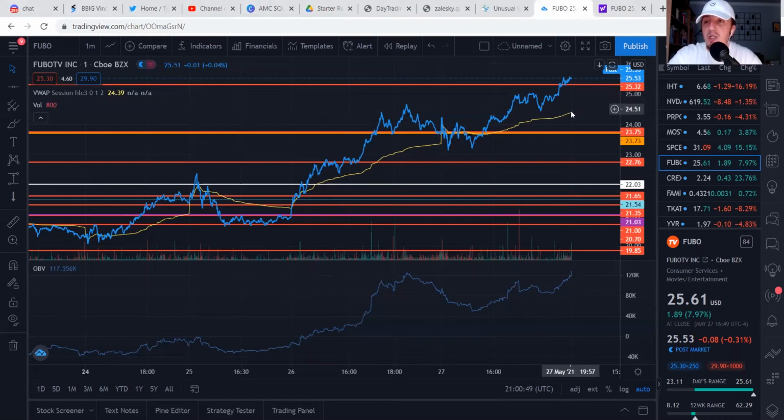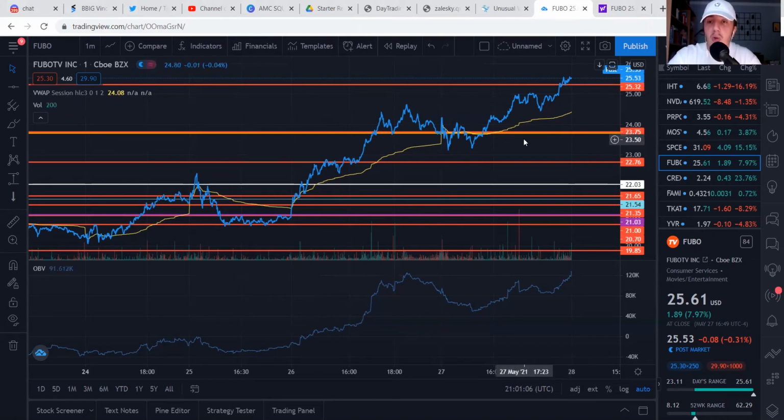Starting on the indicators, the first one we're going to take a look at is this yellow line here. That represents the volume weighted average price, or the VWAP. And by FUBO's 8% move today, you saw we closed well above that, meaning that the bulls are in full control heading into tomorrow's trading session.